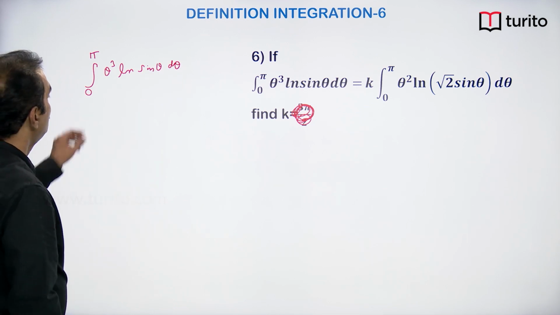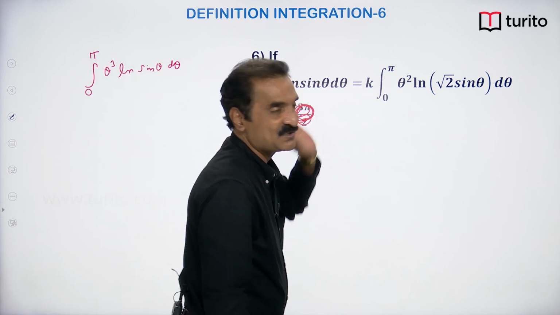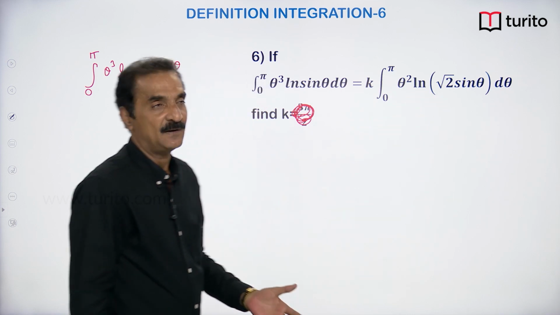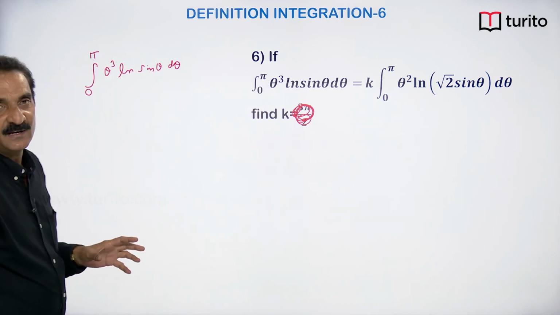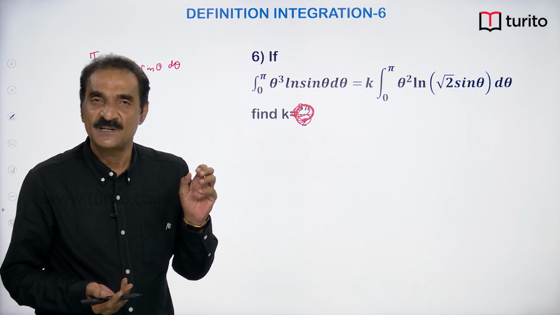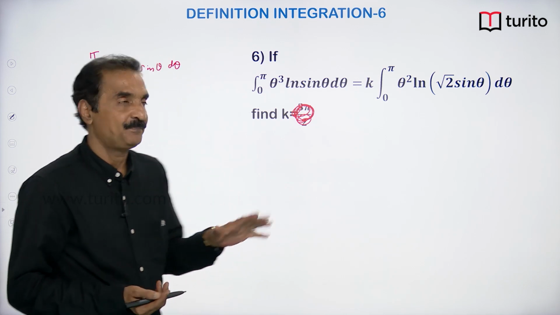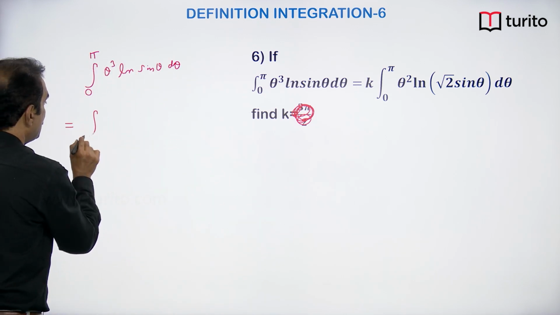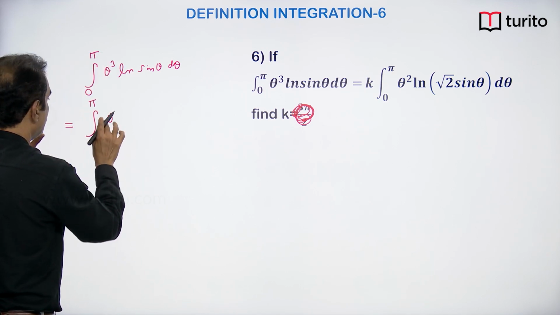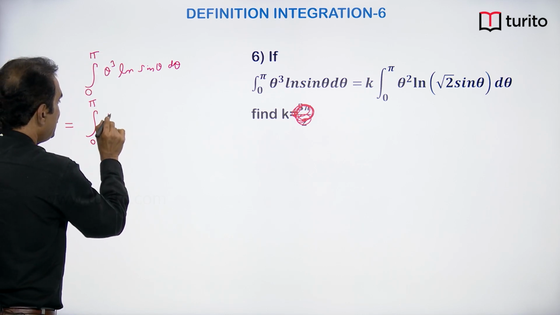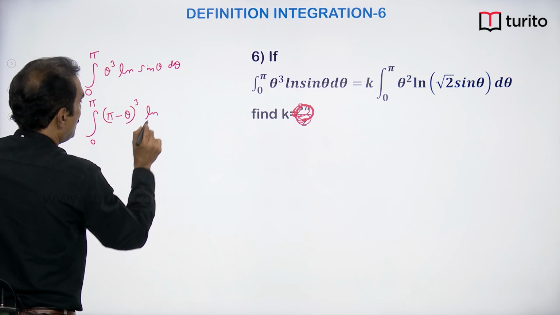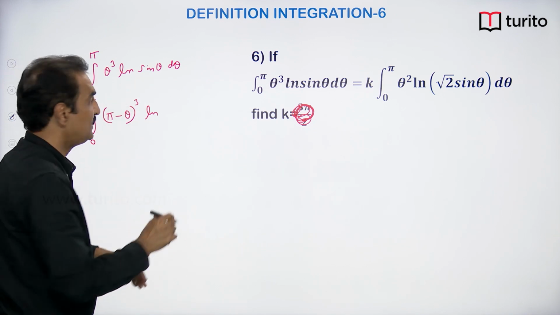Okay. Observe, theta cube has to become theta square, and here instead of log sin theta you should get log root 2 sin theta. First I will apply the property. The only possible property is the first property: you can replace theta by pi minus theta, it remains the same. Integral 0 to pi, pi minus theta whole cube into log of sin pi minus theta, which is sin theta.